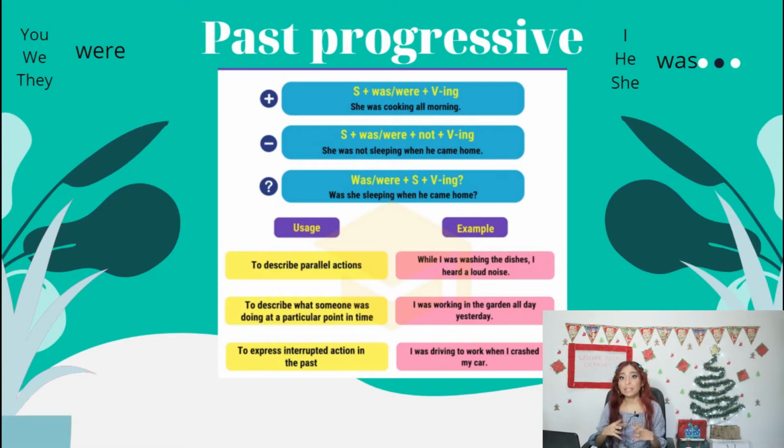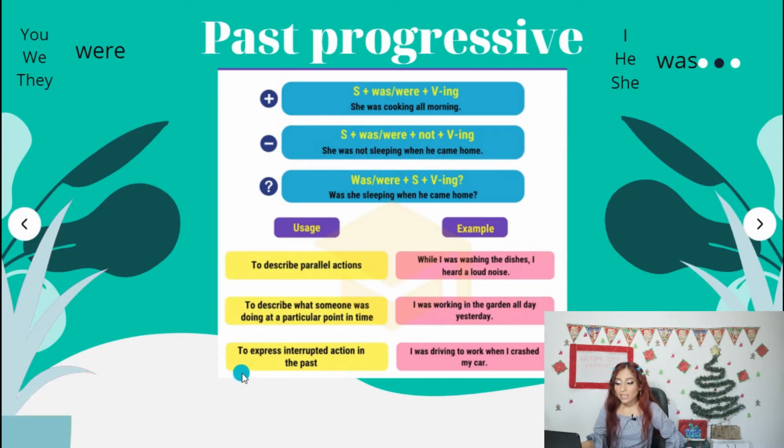This is the specific time. You need to specify the moment when it happened. For example, using yesterday, using 1 month ago. Remember that it's in past, so we will say past events, like using yesterday, 1 month ago, last week, etc. Okay? And the last usage is to express interrupted action in the past.